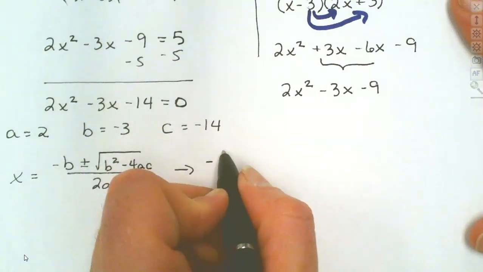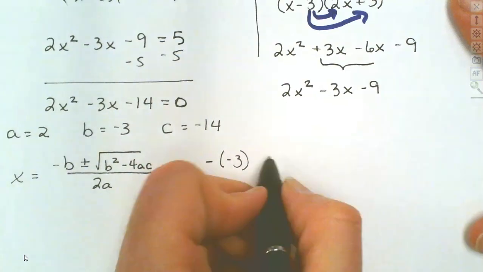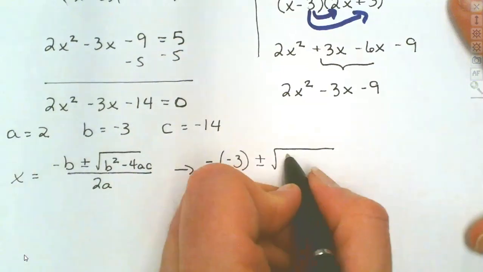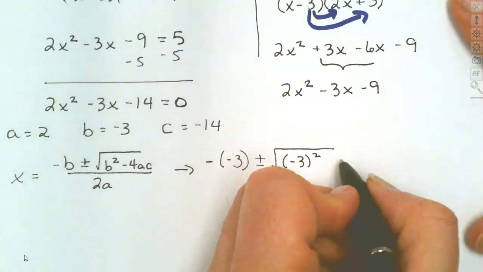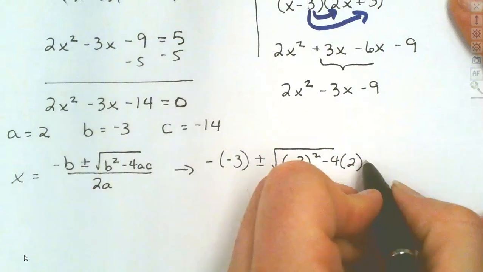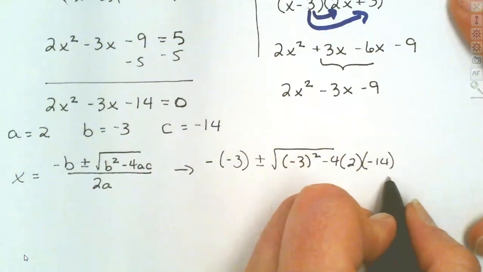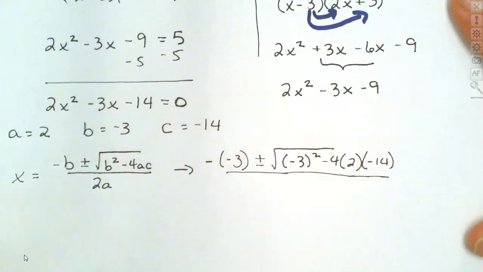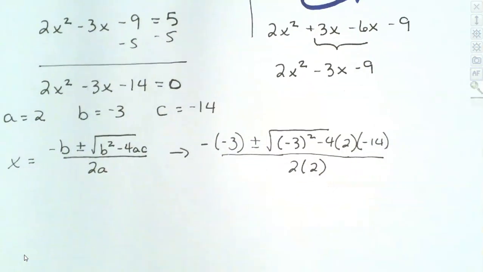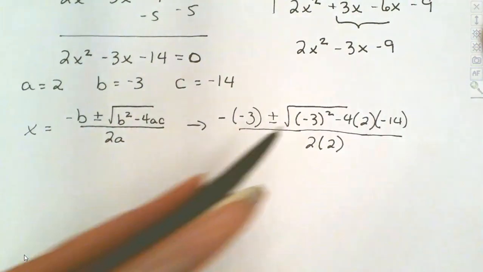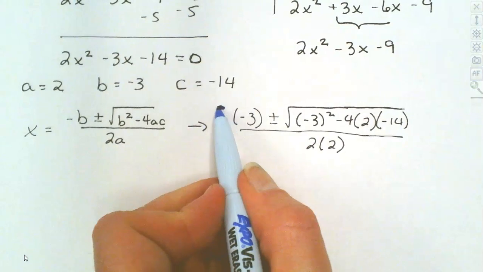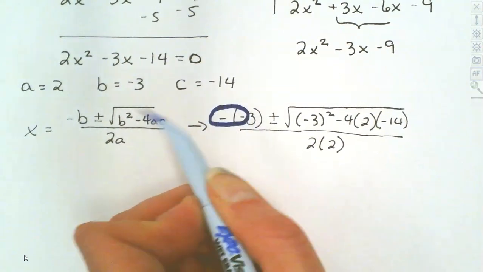So we have a minus 3, plus or minus the square root of a minus 3 squared minus 4 times 2 times a negative 14. And that's all over 2 times 2. And we know that double negative here is going to make that a positive 3.